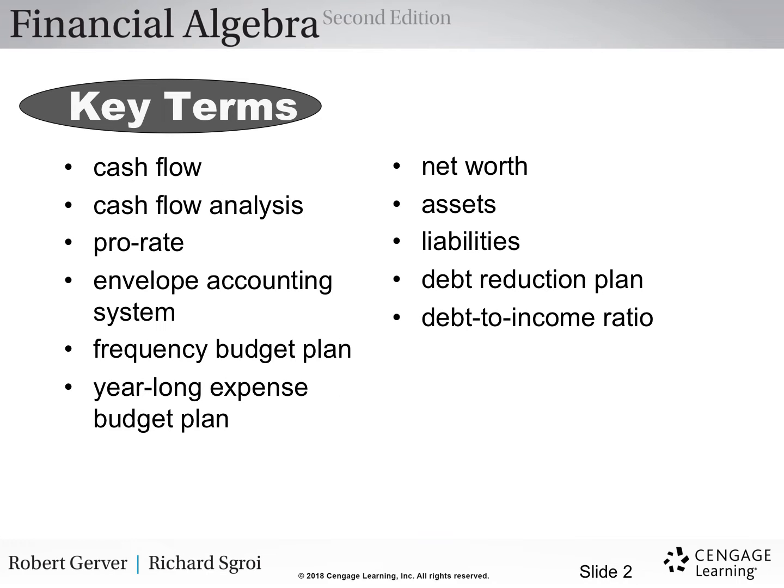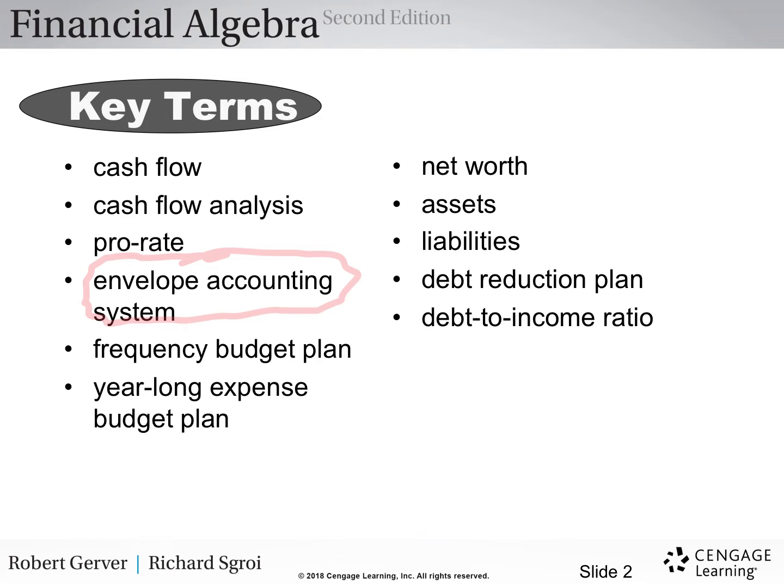So here are some key terms that we'll be discussing in this lesson. I'm not going to go over each of them, but there are some in particular that I'd like to highlight. One of them is the envelope accounting system. This is very low tech and something that some people still use effectively, and that is having separate envelopes for various expenses and putting cash into those envelopes to pay for those expenses.